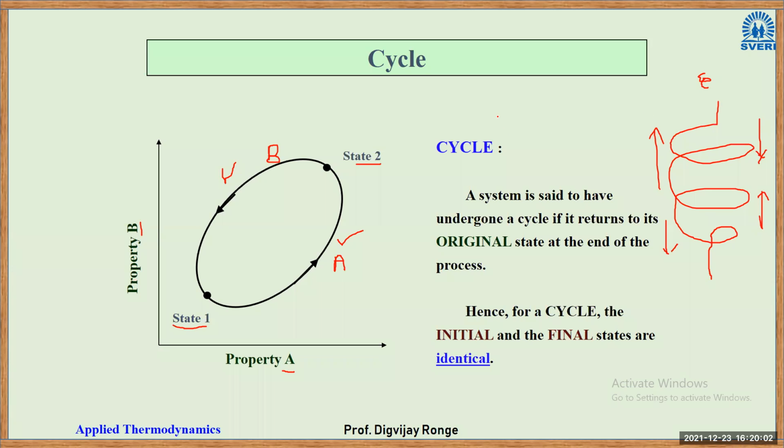So write it down and draw this diagram. This will clarify your concept. You can also write down the definition. What is a cycle? A system is said to have undergone a cycle if it returns to its original state at the end of the process. For example, you can write the example of a spring. In a spring, you compress the spring, that means it goes from state 1 to state 2. If you release the pressure, it will go back again to its initial state, that is from state 2 to state 1.